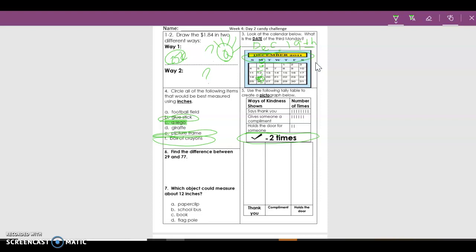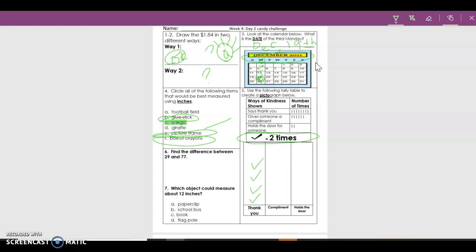So we want to count by twos using those. When you look at the ways of kindness that were shown, the number of times where for says thank you, when we count them, we see that there are 1, 2, 3, 4, 5, 6, 7, 8. So over thank you, we want to do check marks, but we do want to do 8 of them. We want to do 2, 4, 6, 8.